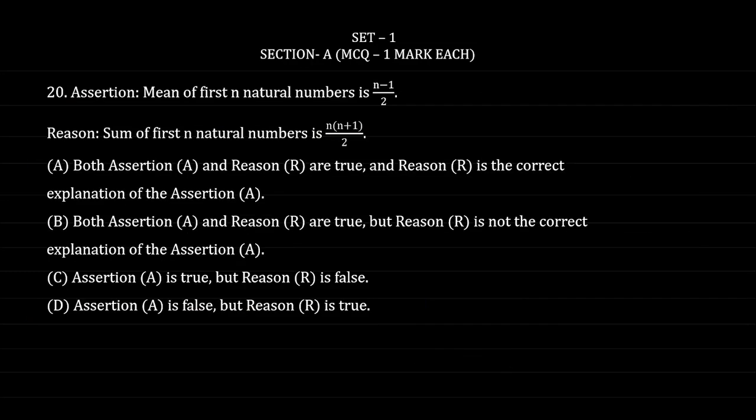Last question of section A, that is your question number 20. Assertion is: mean of first n natural numbers is n minus 1 divided by 2, and the reason is: the sum of first n natural numbers is n into n plus 1 divided by 2. Okay, let's check this. I think the sum of first n natural numbers is known to everybody, right? Let's see here with an example. Just describing this formula, how do we get this formula?